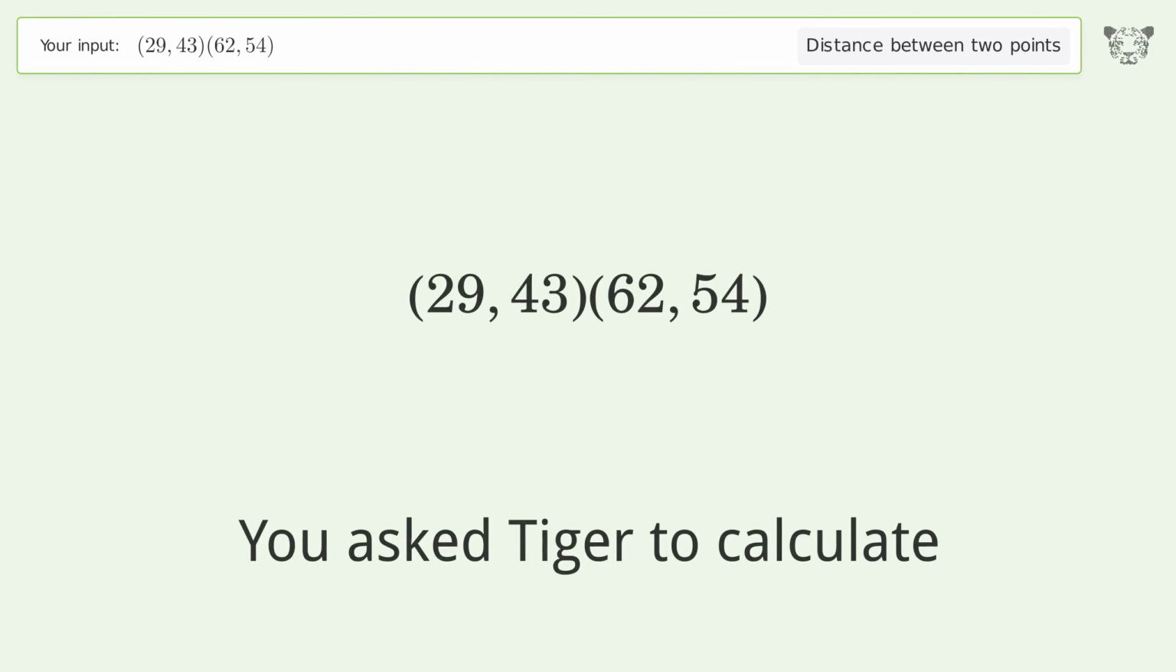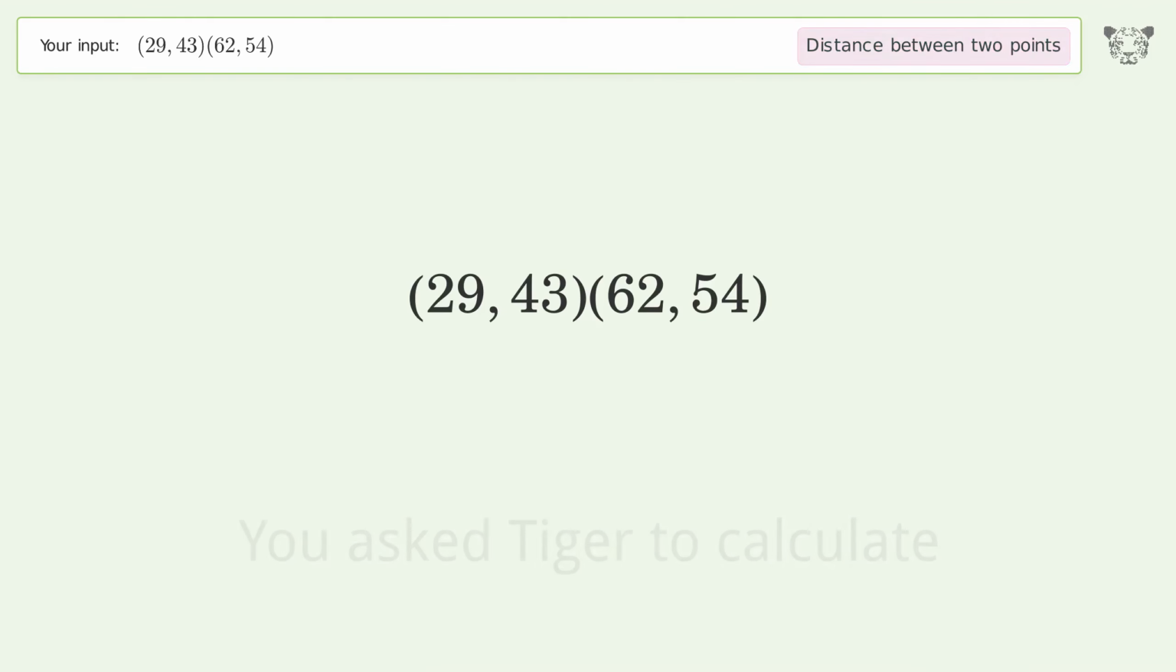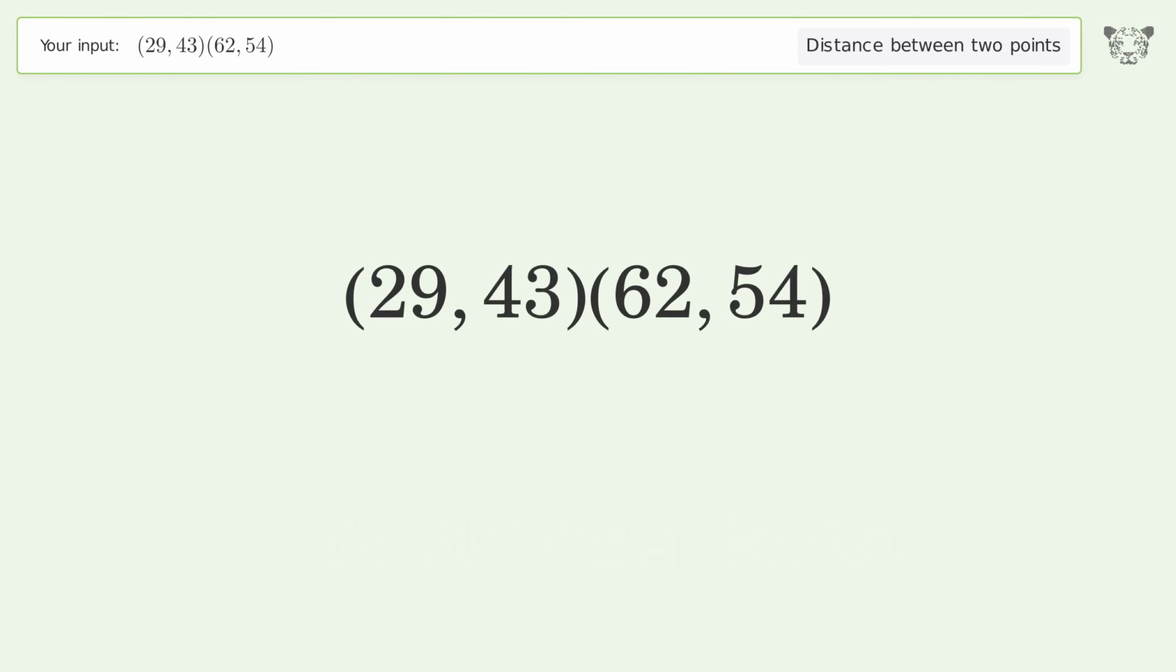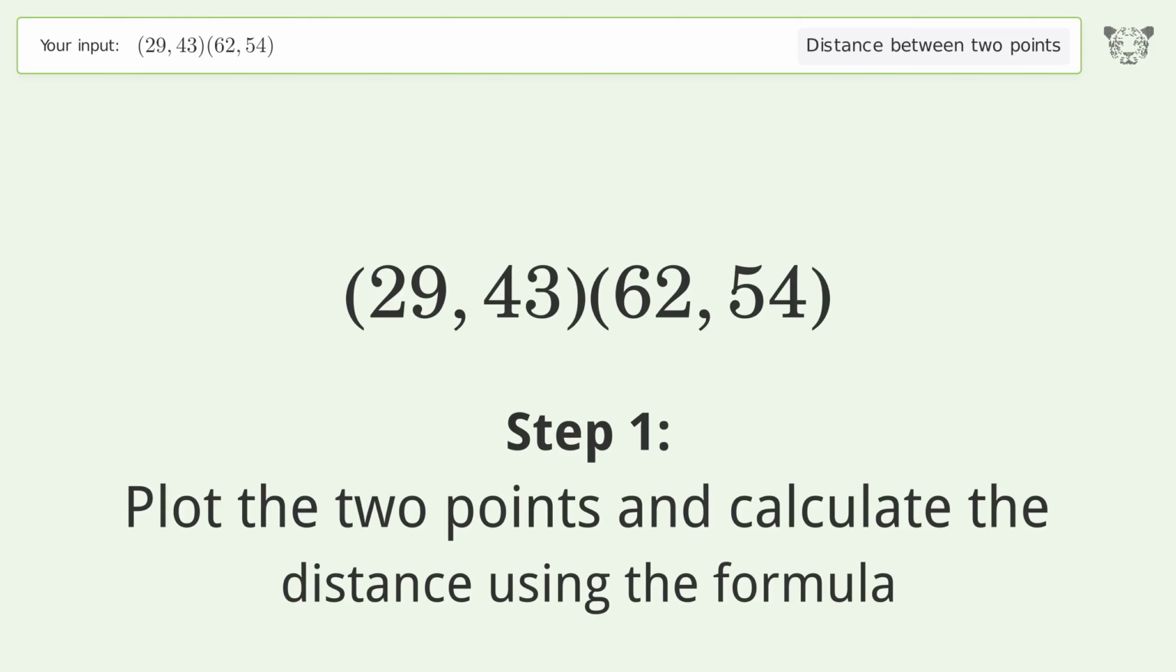You ask Tiger to calculate. This deals with the distance between 2 points. The distance between the 2 points is the square root of 1,210, or 34.785. Let's solve it step by step. Plot the 2 points and calculate the distance using the formula.